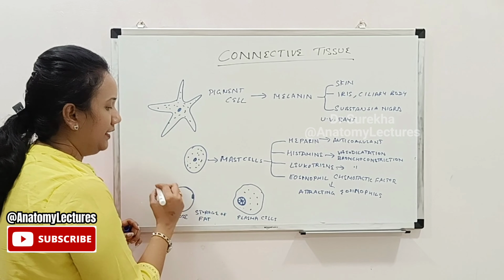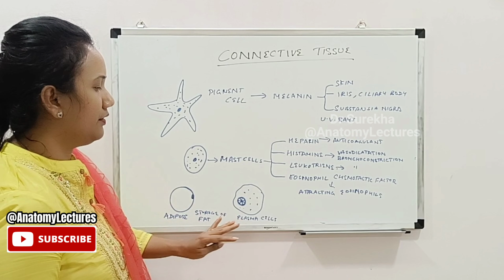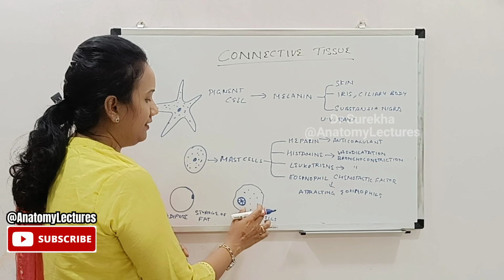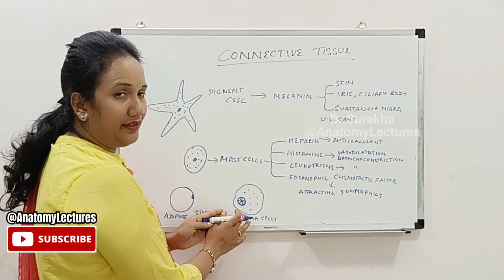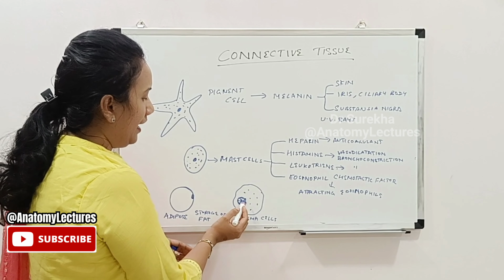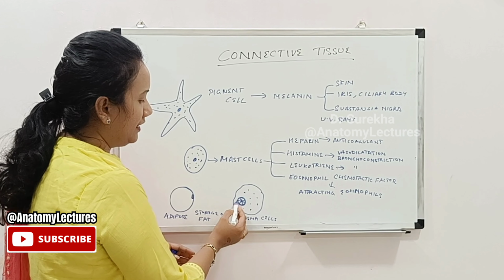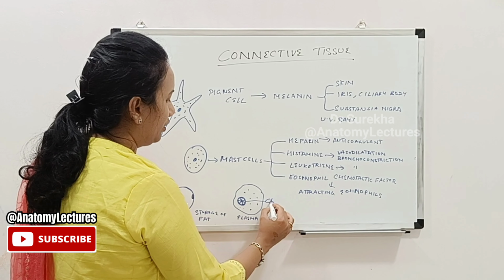Storage of fat and lipids. And next, coming to the plasma cells. In the plasma cells, also, the nucleus is eccentric, that is, pushed to one side. And you see the nucleus gives the typical appearance of a cartwheel.